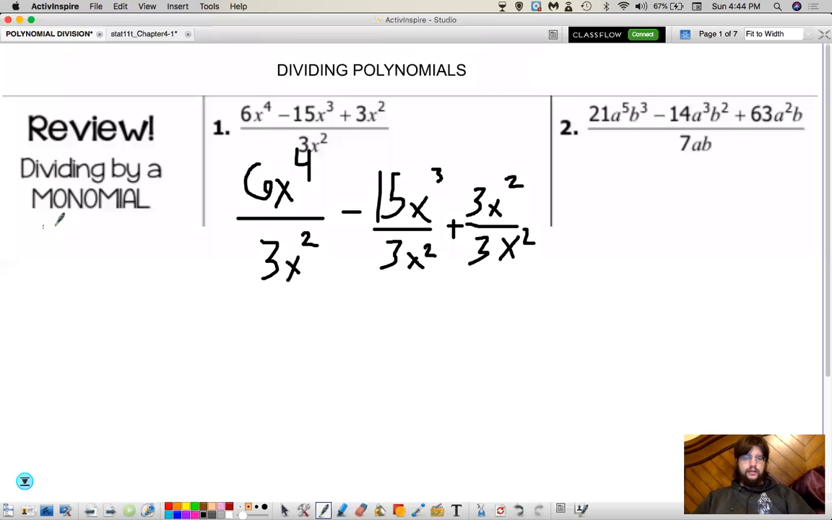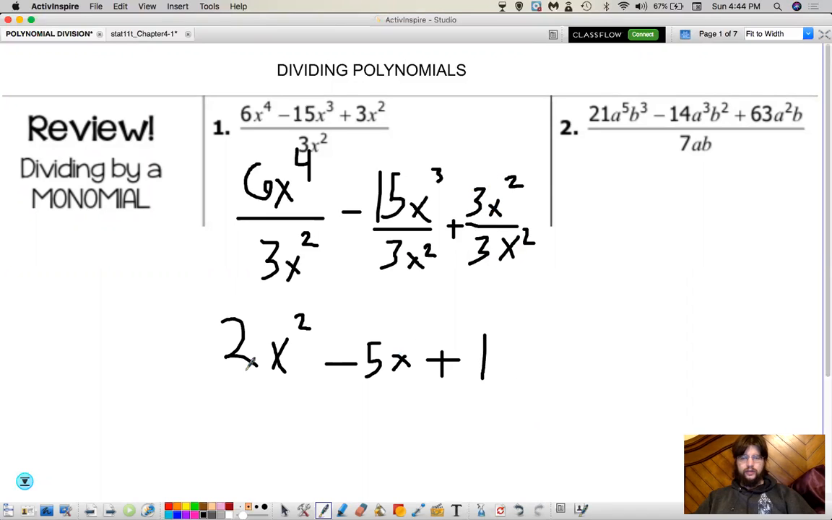Okay, so we split up our numerator, the dividend, put each term over our divisor, and simplify. 6 over 3 is 2. X to the fourth divided by x squared is x squared. 4 minus 2 is 2. 15 divided by 3, don't forget the sign, is 5. X cubed divided by x squared, that's just an x. 3 divided by 3 is 1. X squared divided by x squared is 1. 1 times 1 is 1. Anything divided by itself is 1.